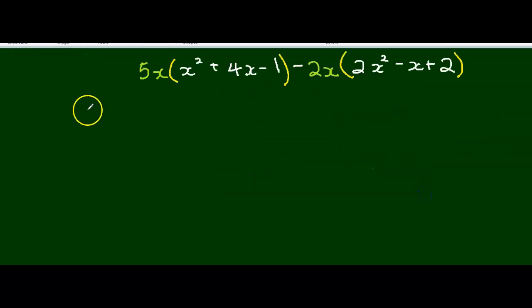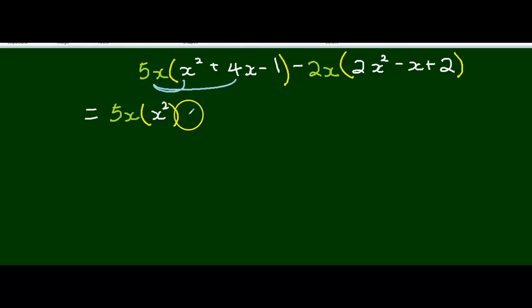Okay, let's try to solve something a little bit more challenging. Let's look at this one. So once again, we're going to take one step at a time. Let's look at this side of the expression first. Once again, we just look at what we have on the outside of the parentheses. So we're going to do 5x times x squared. I'm going to write that down, 5x times x squared.